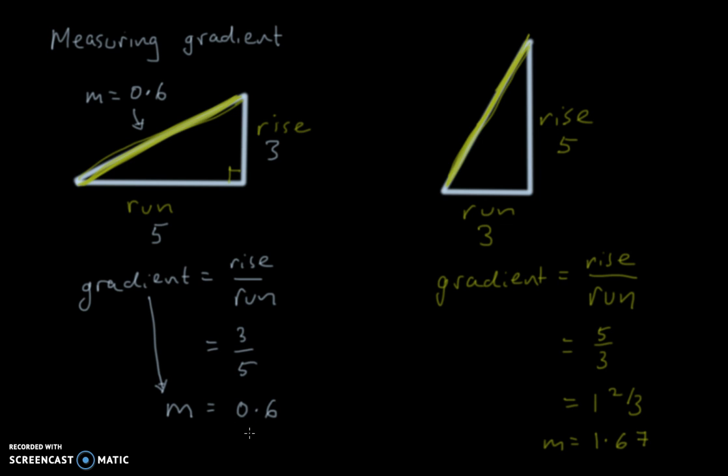Now if you compare these, that's 0.6. This one here is 1.67. They are significantly different. This is over twice the gradient. It's almost twice as steep as the original one here. Okay.